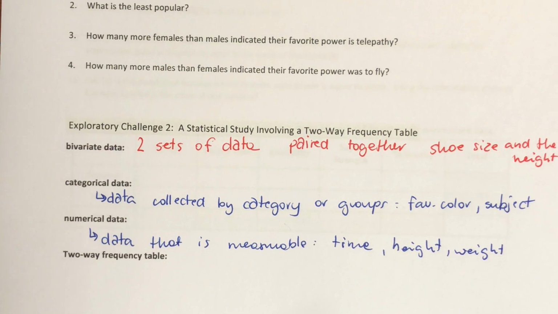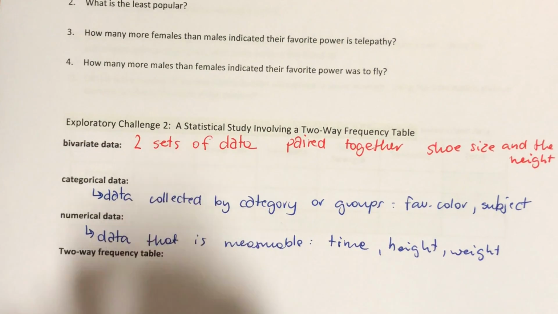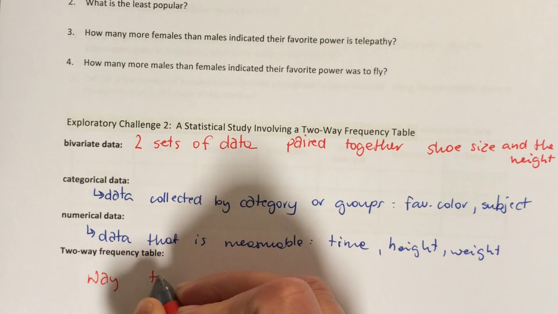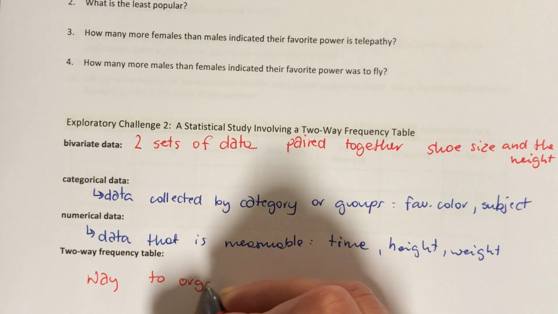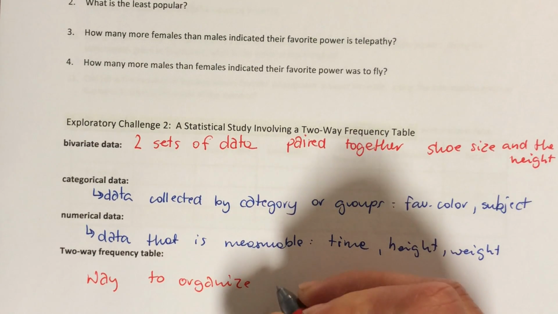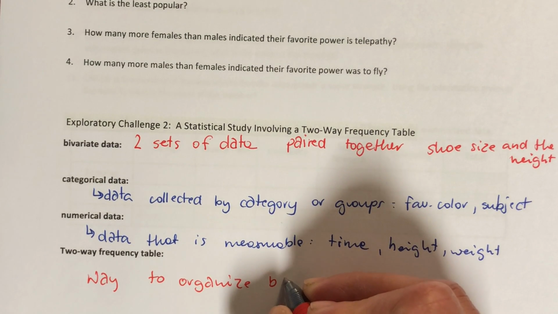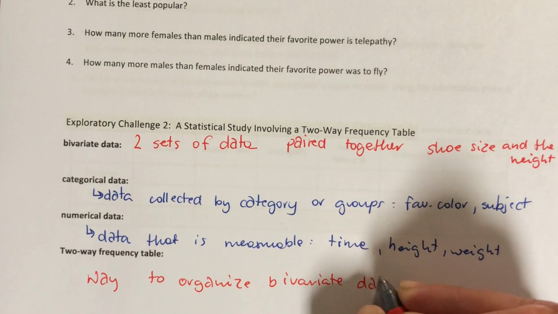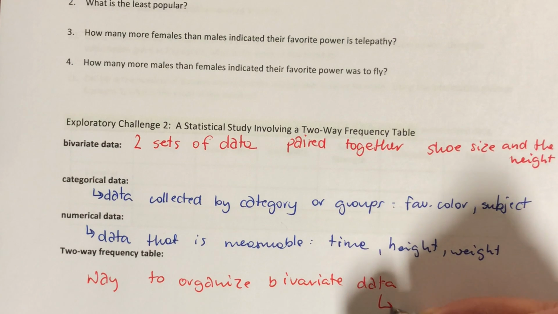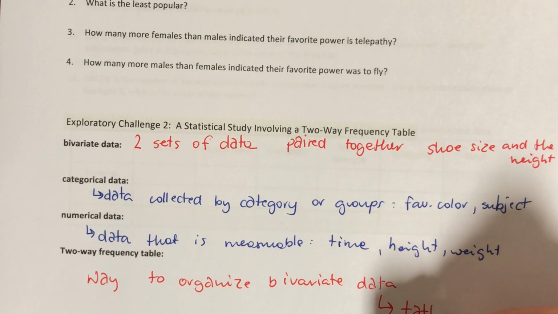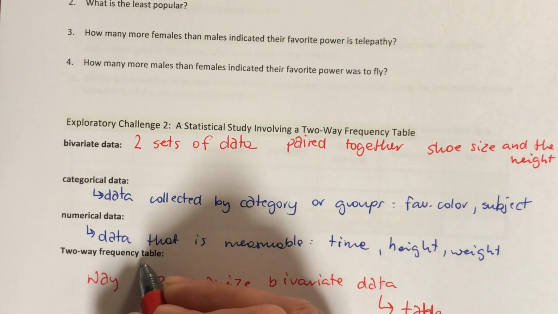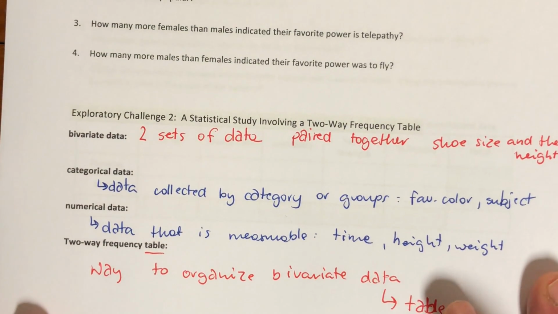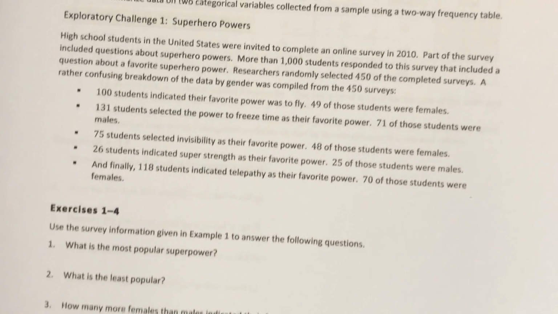And a two-way frequency table is a way to organize bivariate data. We will put the data into a table. I guess I have it in here, but I did say this one more time. All right, so now we can go back to our first exploratory challenge.